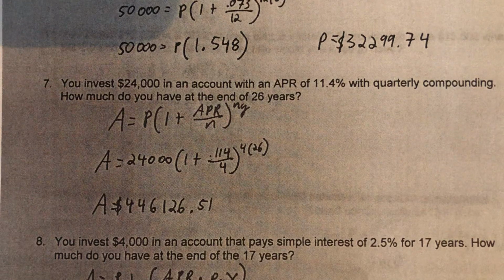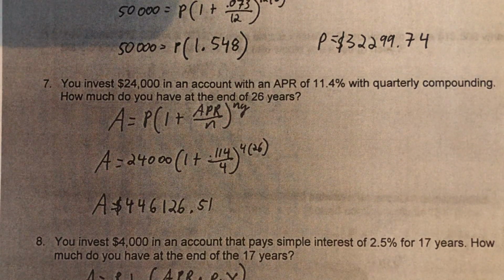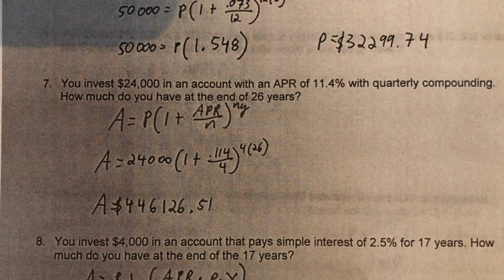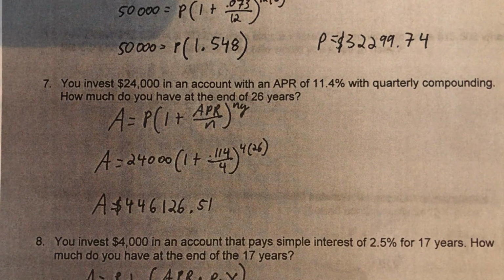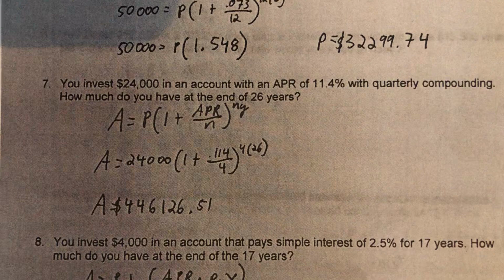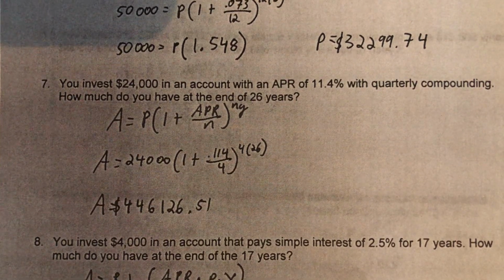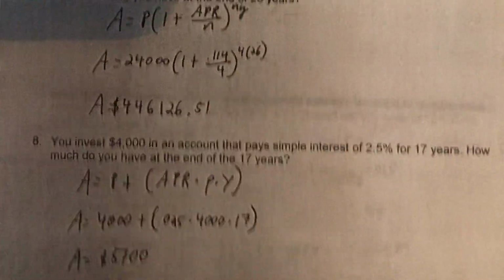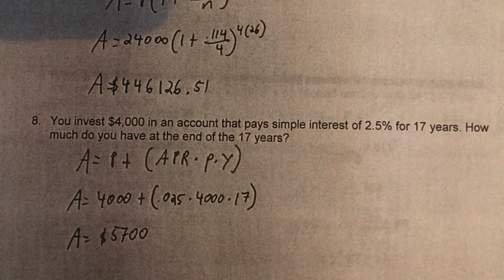And your $24,000 26 years later would be $446,126.51. It's just sitting there letting it compound interest over the years. All right.